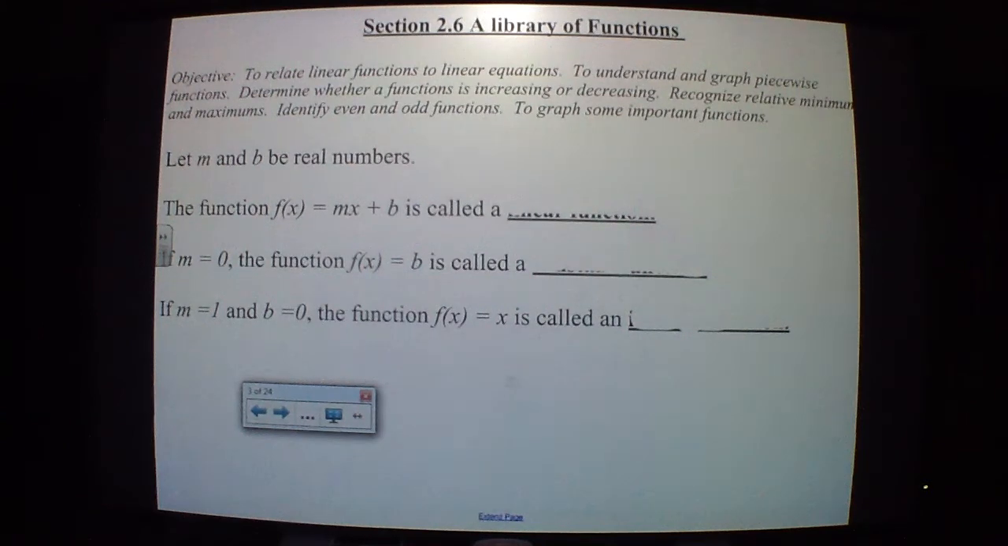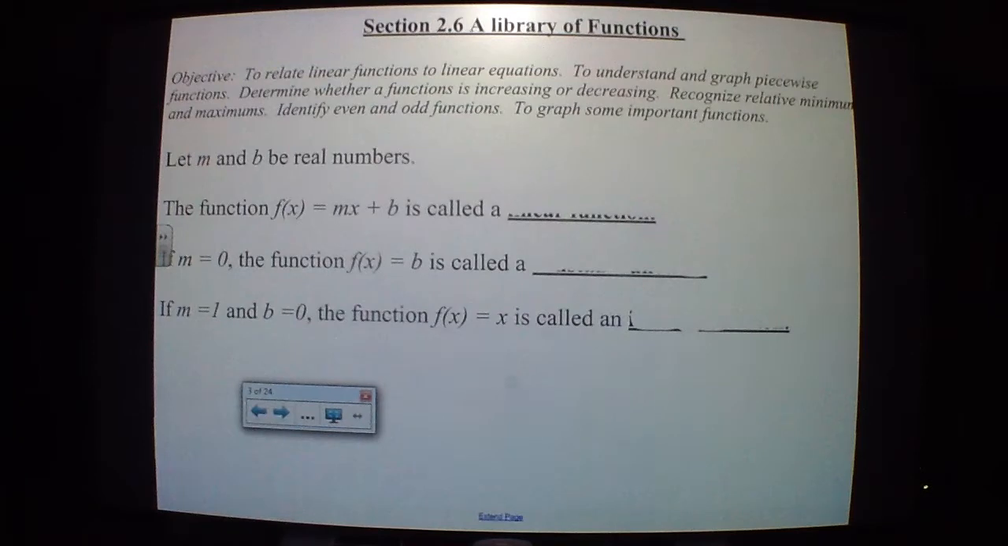Section 2.6, Library of Functions. We're going to relate linear functions to linear equations. We're going to graph and understand piecewise functions. We're also going to talk about some important functions. We still, in this section, might be talking about increasing and decreasing functions, relative minimums and maximums, and identifying evens and odds like we did in the last section.